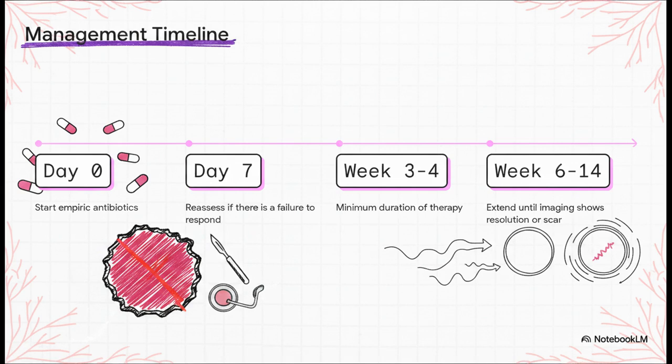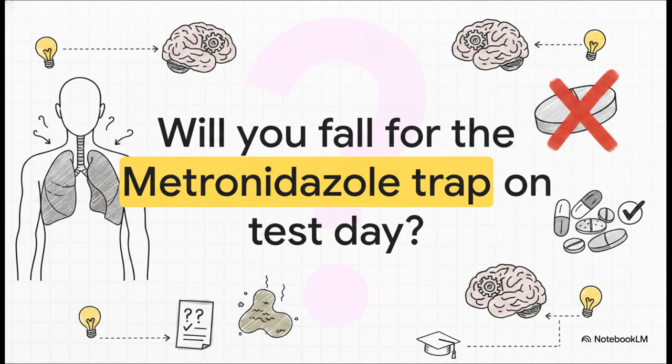Now, if they are responding to the meds, you're looking at a minimum of 3 to 4 weeks of therapy, and that often extends to 6 or even 14 weeks. The golden rule? You keep treating until imaging shows the abscess has completely cleared or left nothing but a small, stable scar.